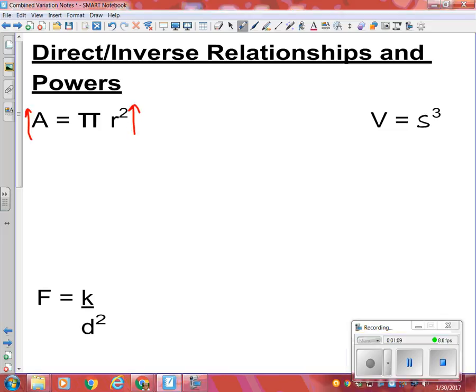So what we know is, because A is on top and R is on top, what that means is as the radius gets bigger, the area gets bigger, right? But when you add a power, it changes how much it affects it. So let's just examine it.